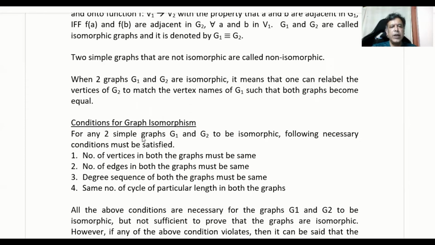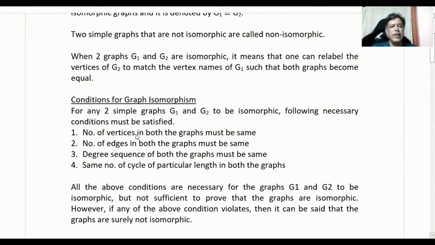For any two simple graphs G1 and G2 to be isomorphic, the following necessary conditions must be satisfied. Number one, the number of vertices in both graphs must be the same. Number two, the number of edges in both graphs must be the same. Number three, the degree sequence of both graphs must be the same. Number four, the same number of cycles of a particular length in both graphs. So all these are necessary conditions.